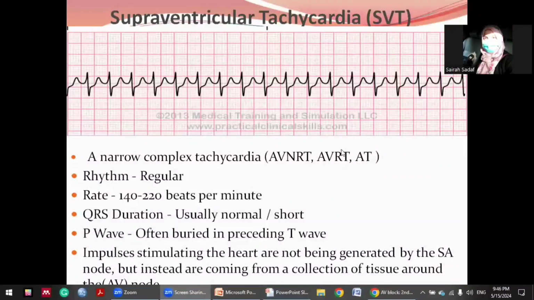Nawal is asking about SVT and sinus tachycardia. Nawal, in sinus tachycardia, there will be a P wave, and in SVT, there will be no P wave. Yes, Ali Hassan has answered, and it's right. There will be no P wave in SVT. Thank you, Ali Hassan, for answering.